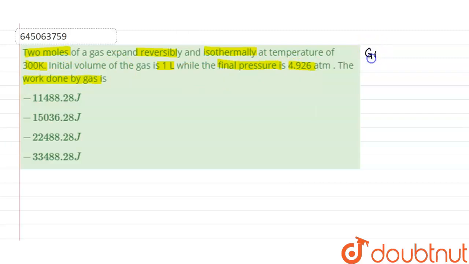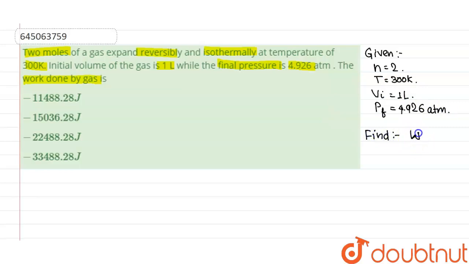Now let's write the given terms first. Here n, the number of moles, is equal to 2 and temperature is equal to 300 Kelvin. The initial volume, Vi, is given as 1 liter and the final pressure, Pf, is given as 4.926 atm. We need to find the work done by the gas, and for work done by the gas it will be a minus sign. So the answer will have a minus sign, which is why all the answers here have a minus sign. So let's start the solution now.